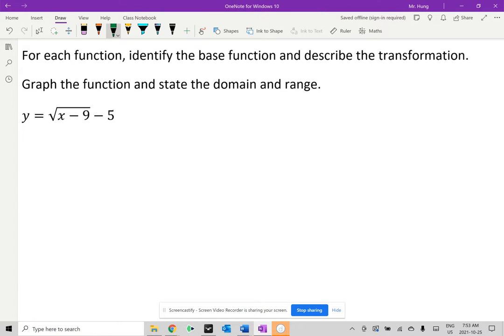Let's take a look at the following example. For each function, identify the base function and describe the transformation. Graph the function and state the domain and range. y equals the square root of x minus 9, minus 5.